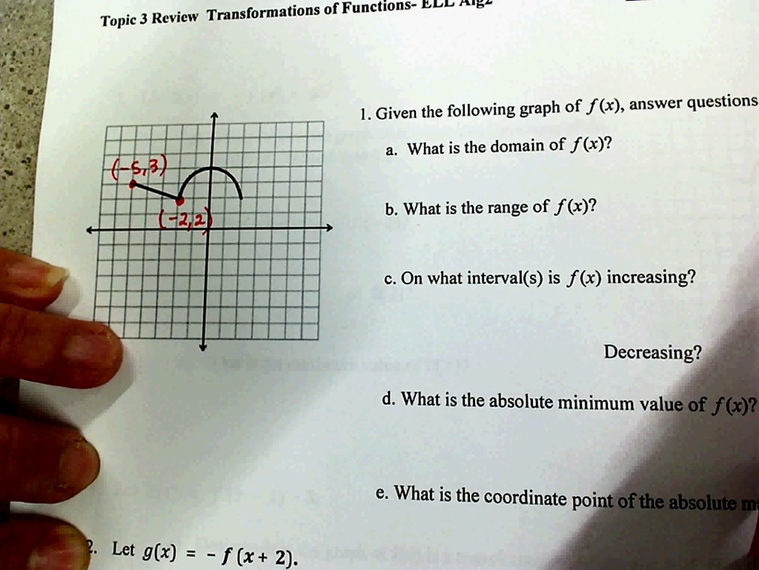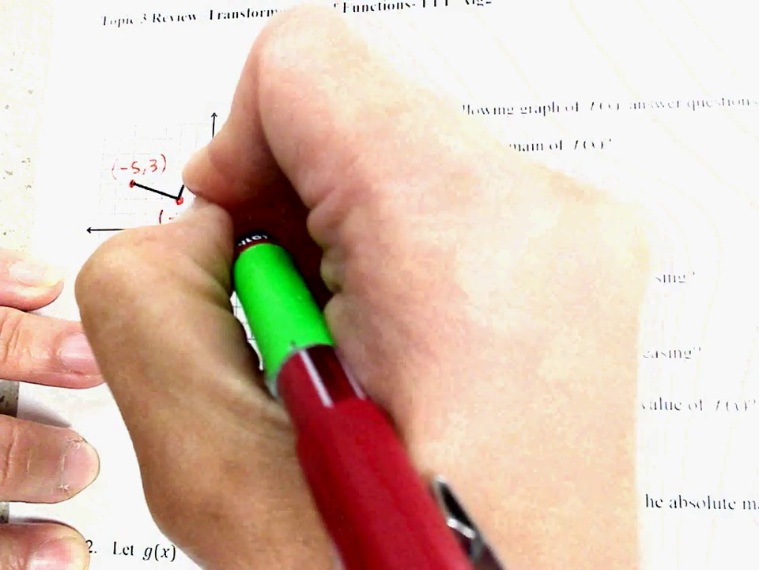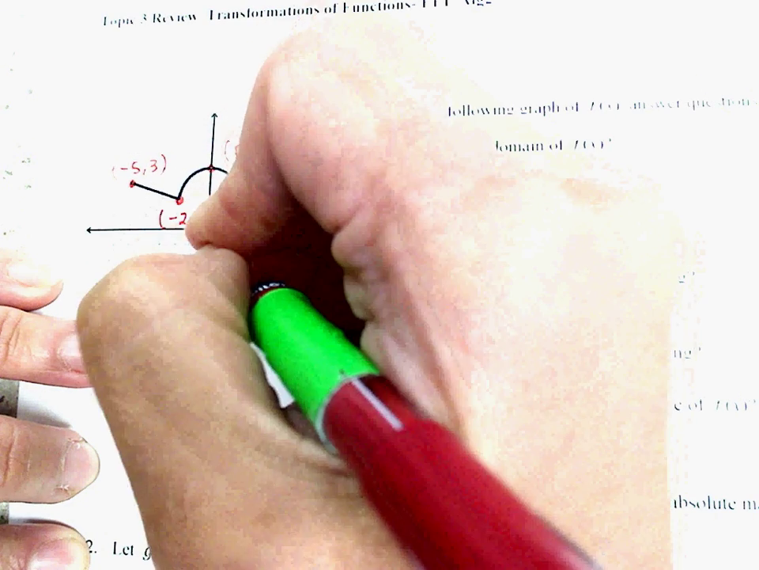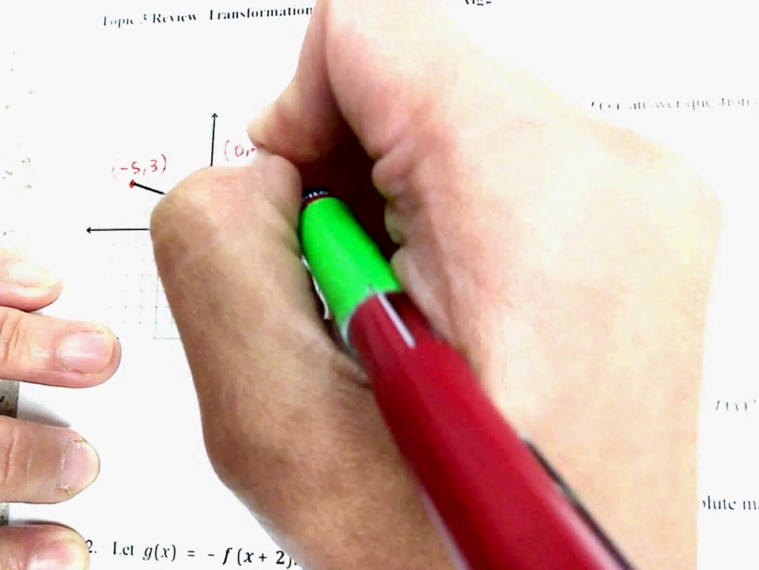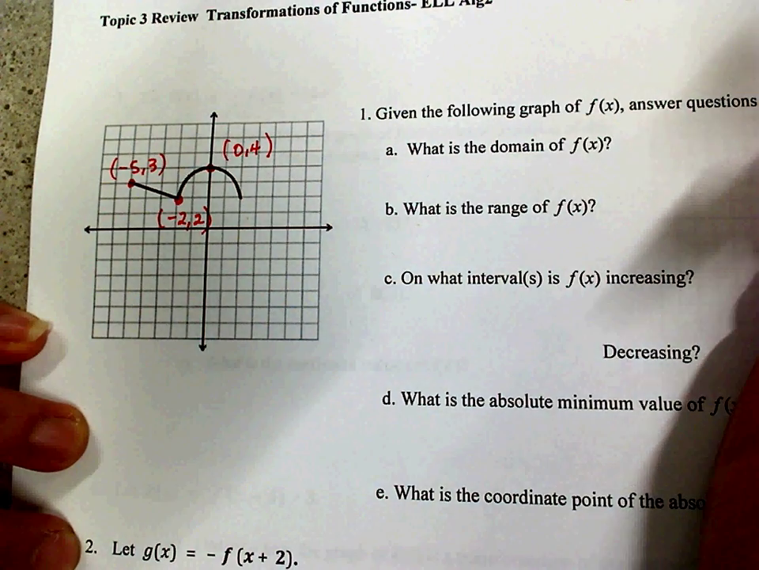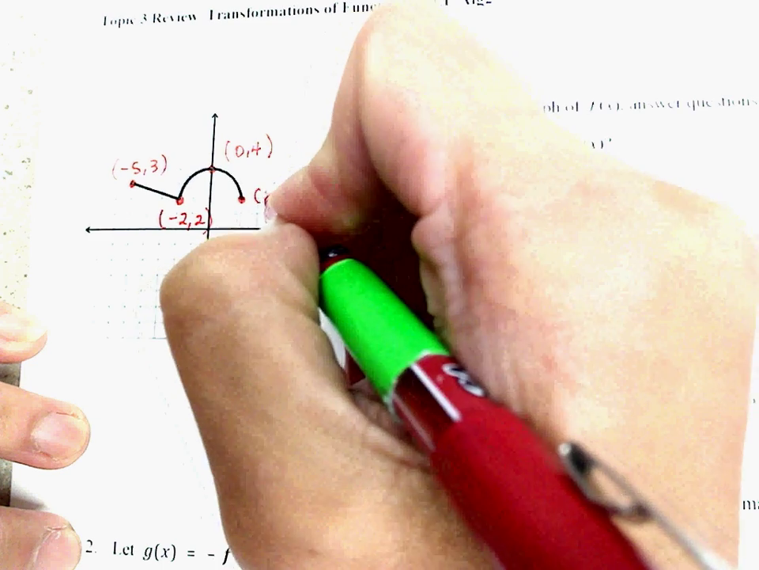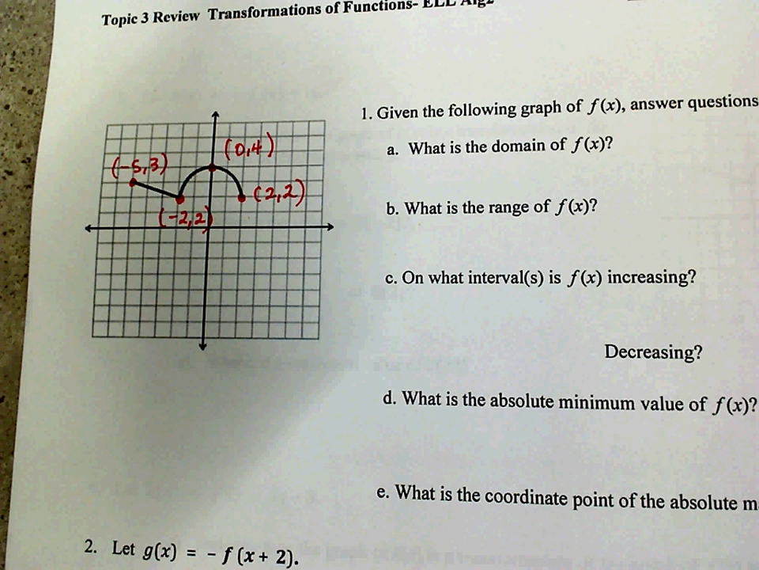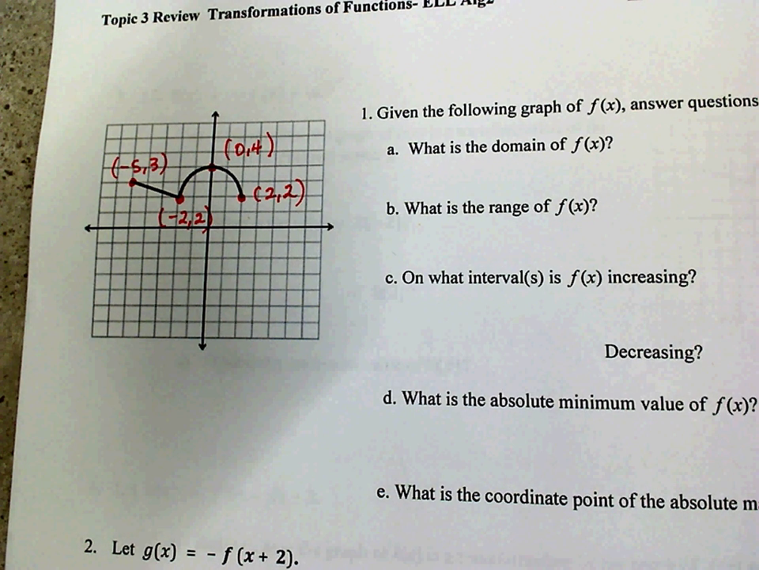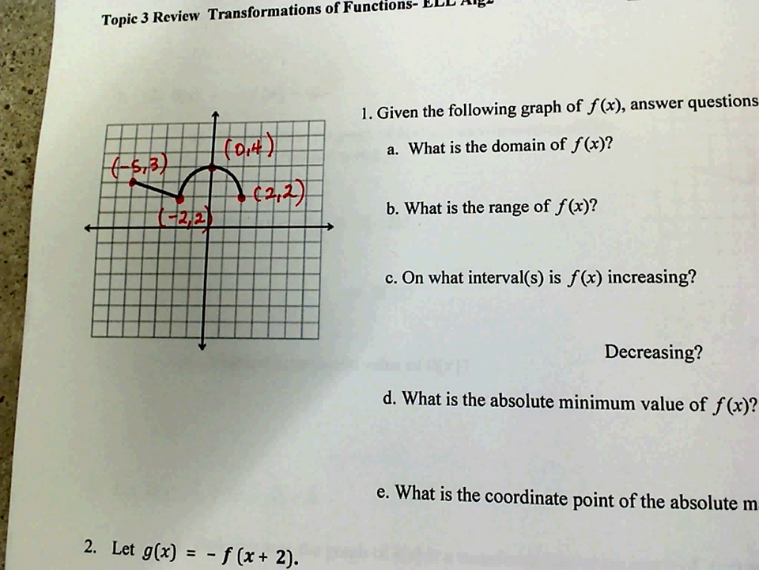This point is -2, +2. This point right here is 0 because you're not moving left and right, and you're just going to go up 4. 1, 2, 3, 4. And this point right here is 2, 2. Those are some important points to help you graph. All right. Knowing that, let's go ahead and answer some questions. 2, 2, not 2, 3.